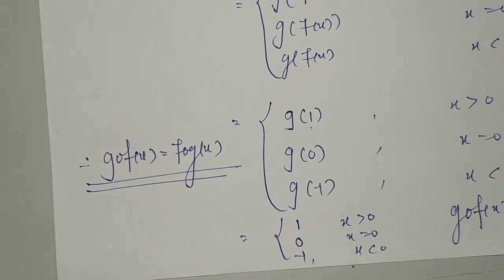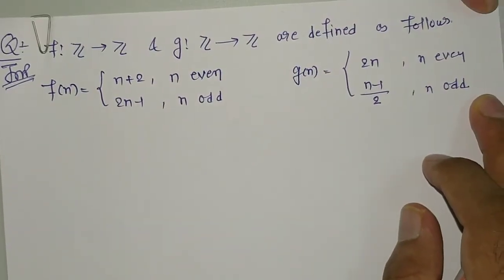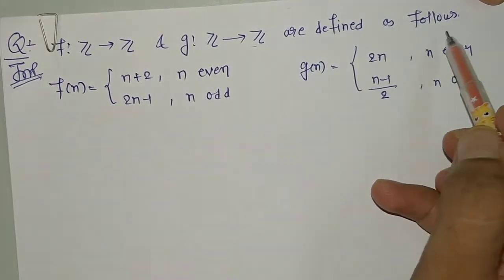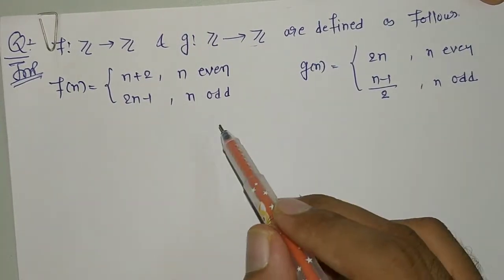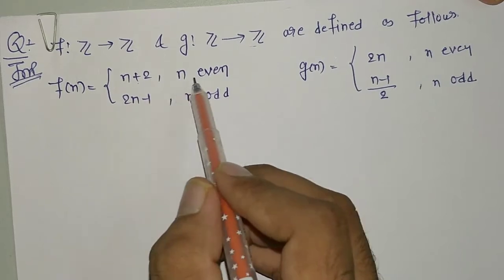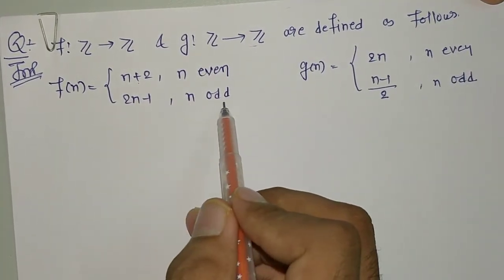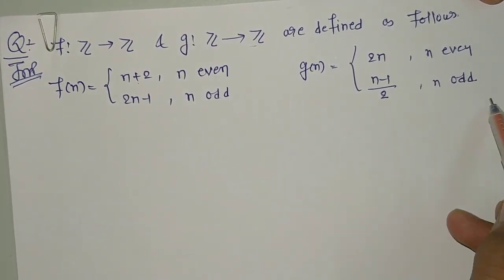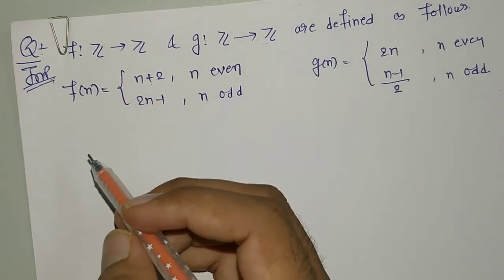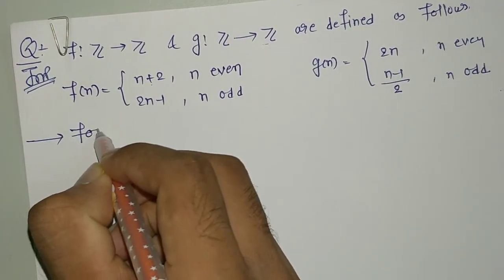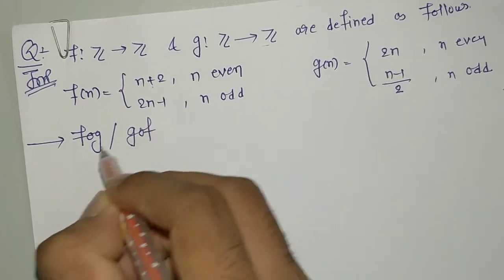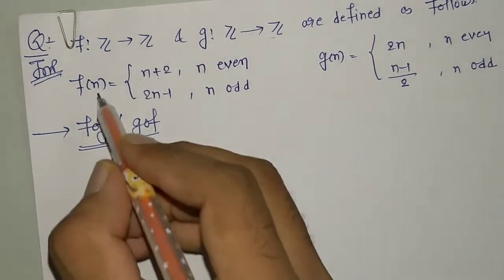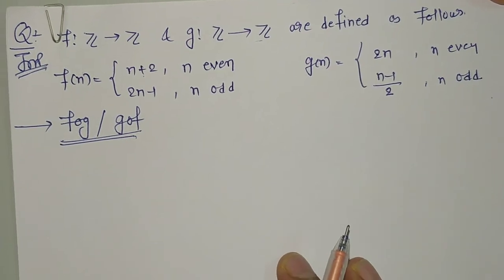Okay, now the next question. f is from Z to Z and g is from Z to Z, defined as follows. Both are split functions, as you can see. f of n is n plus 2 when n is even, and 2n minus 1 when n is odd. g of n is defined as 2n when n is even, and (n minus 1)/2 when n is odd. Now we have to find fog and gof. Okay, this question is important from your exam point of view.